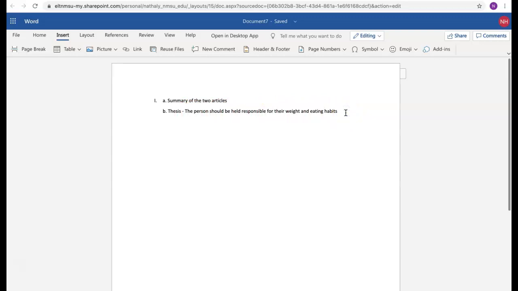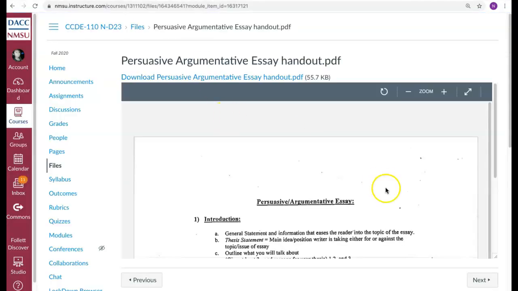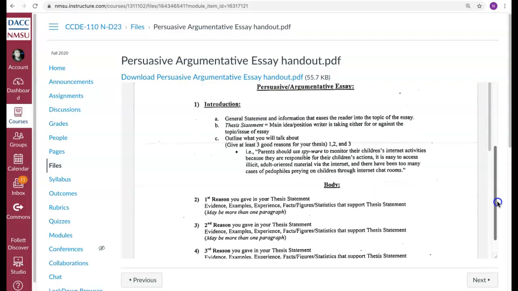So this is my claim, but we are not done yet because a thesis needs to have reasons. So why do I think this? Why do I think the person should be held responsible? So I can add the word because, and then I can type out my reasons. Now, typically you want to have 3 reasons because that makes your essay a little bit easier to organize, because like I showed you over here, we need 3 body paragraphs, right?